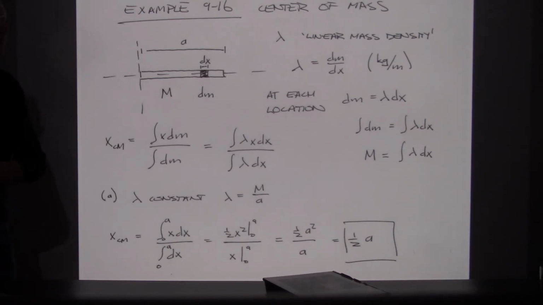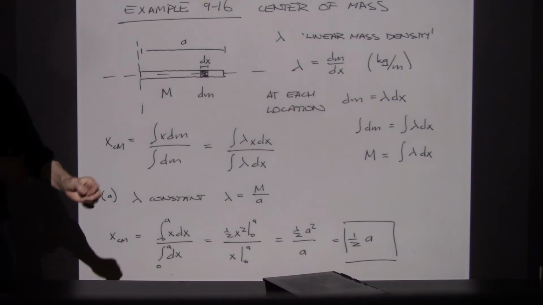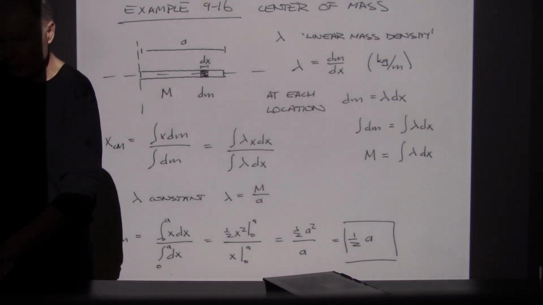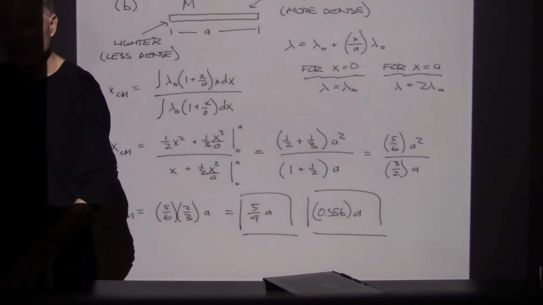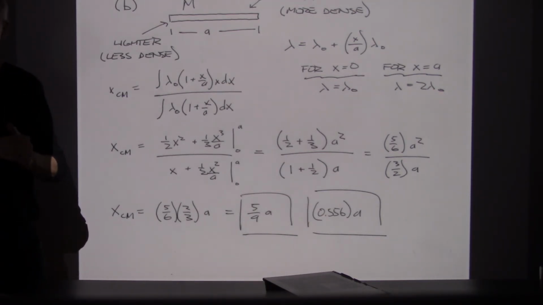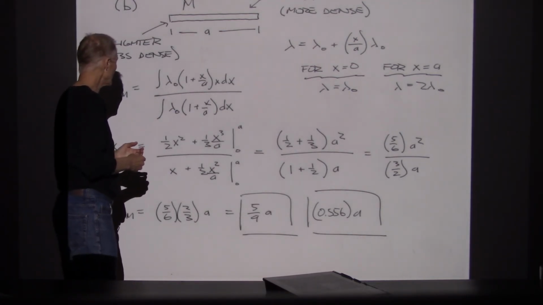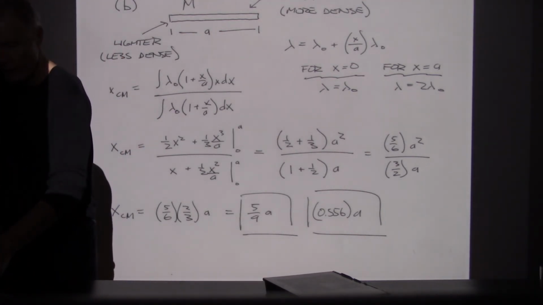All right, now think about this one because this was the easy example. Now we're going to move on and ask what happens if the density is not uniform. A lot of the stuff is going to stay the same, so let's go back actually.